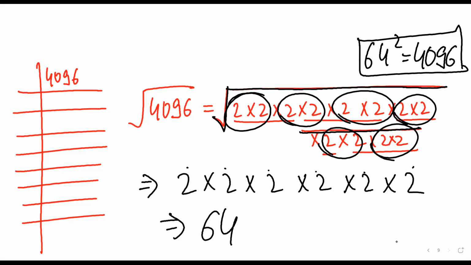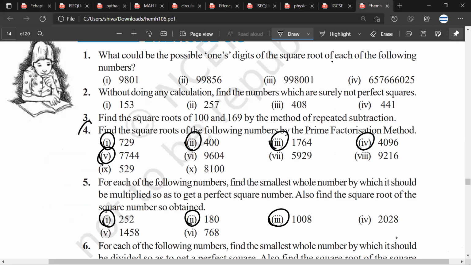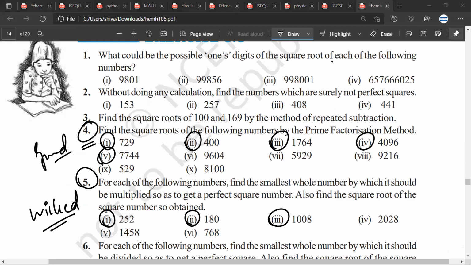I think all of these numbers are good numbers. Okay. Now look at these numbers. I'm assuming that all of these are good numbers. These would be the wicked numbers. Let us understand the question first. So, what is the question? The question is, for each of the following numbers, find the smallest whole number by which it should be multiplied so as to get a perfect square number. Also, find the square root of the square number that is obtained.